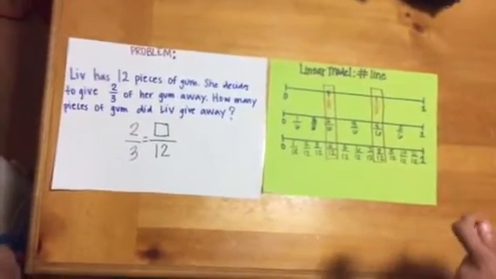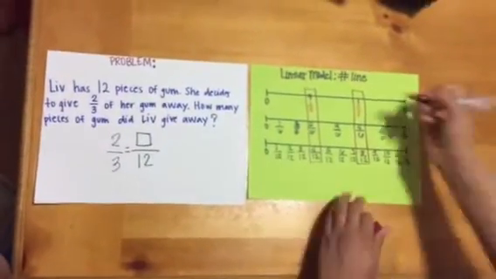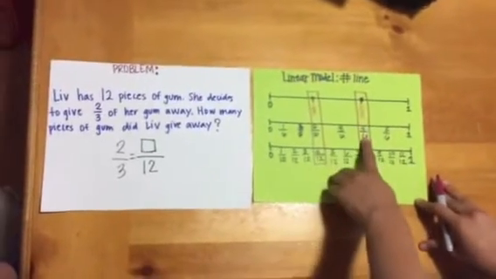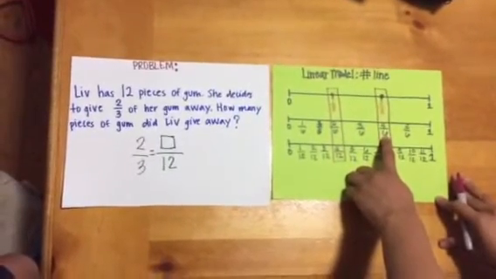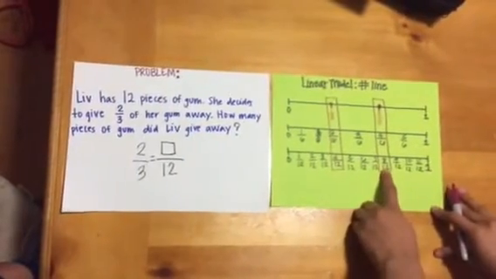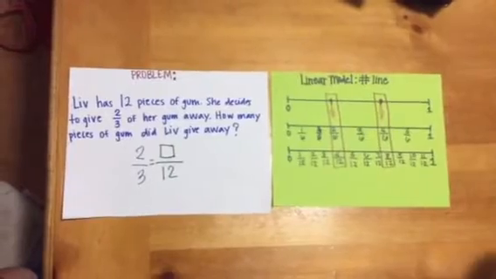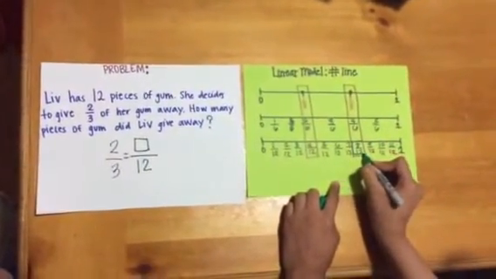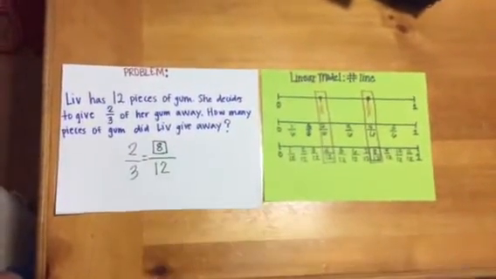Now, we know that she decides to give 2/3 away, meaning we're looking for 2/3. So, did she give 4/6 away? She did, but that is not our total number of pieces of gum. It is 12. So when we take a good look at our number line, we know that the number she has given away is 8 out of 12, meaning Liv has given 8 pieces of gum away.